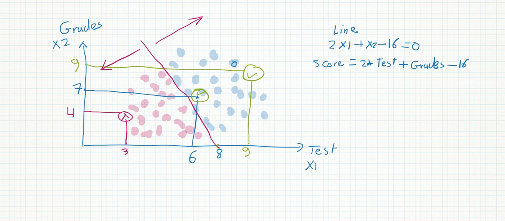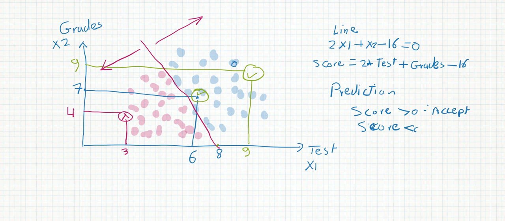And we can say our prediction, which is the score we want to know, greater than 0. If it is greater than 0, then we accept the student. And if the prediction of the score is less than 0, we reject the student.